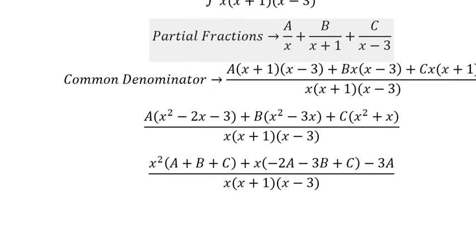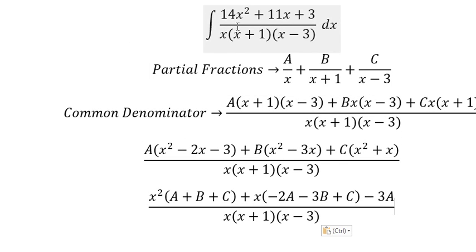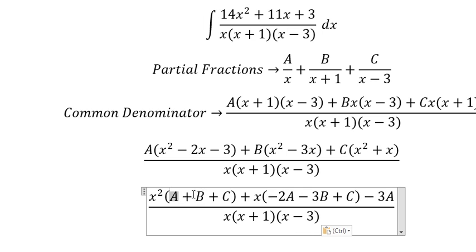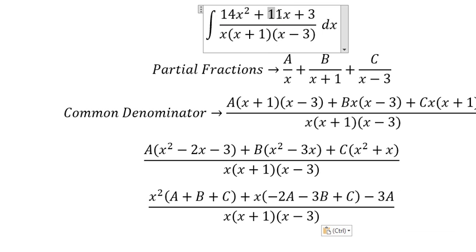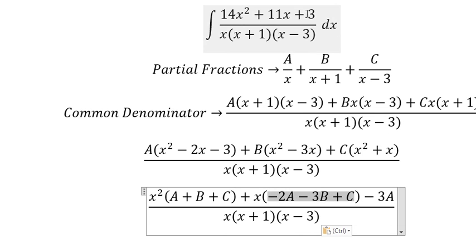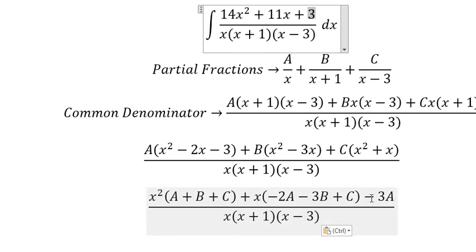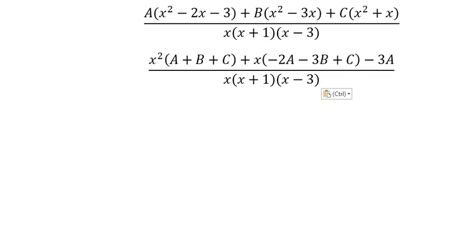Now we need to compare coefficients. We have s squared next to 14. So this one, 14 equals 4A plus B plus C. We have s, and this one we have positive 11. So this one equals this one. And the positive number 3 equals negative number 3A. And now we create the system of equations.